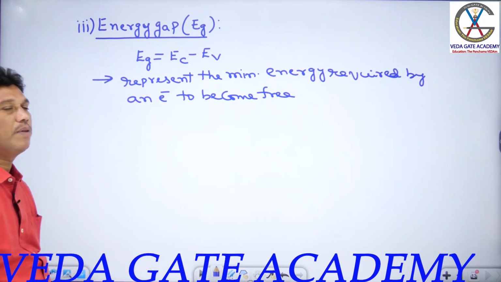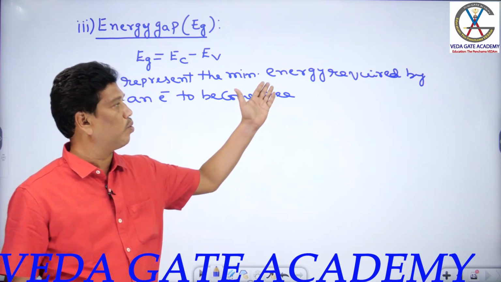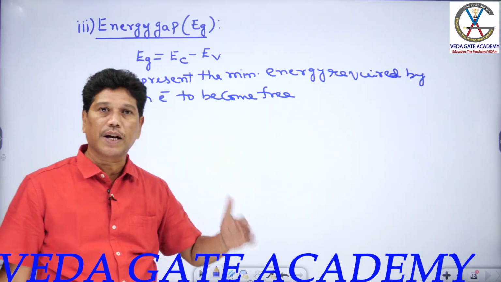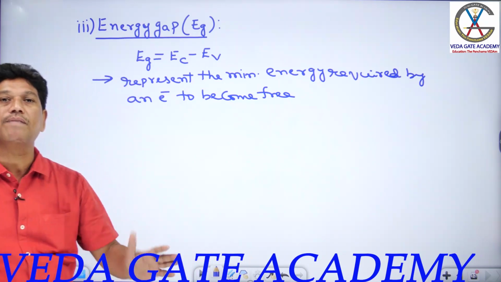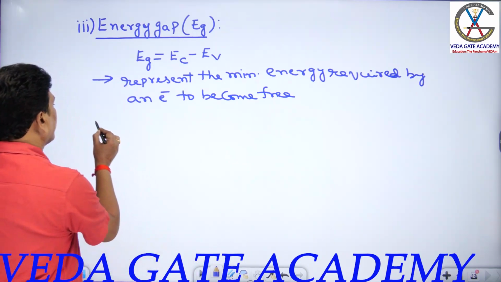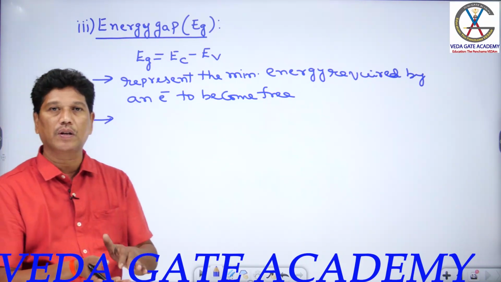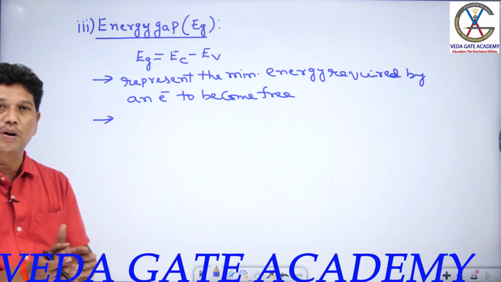The energy gap always represents the minimum energy required to make an electron free. If the applied energy is less than the energy gap, that electron is unable to become free. It also represents the bondage of the electron. Gap is more means tightly bound. Gap is less means loosely bound, right?